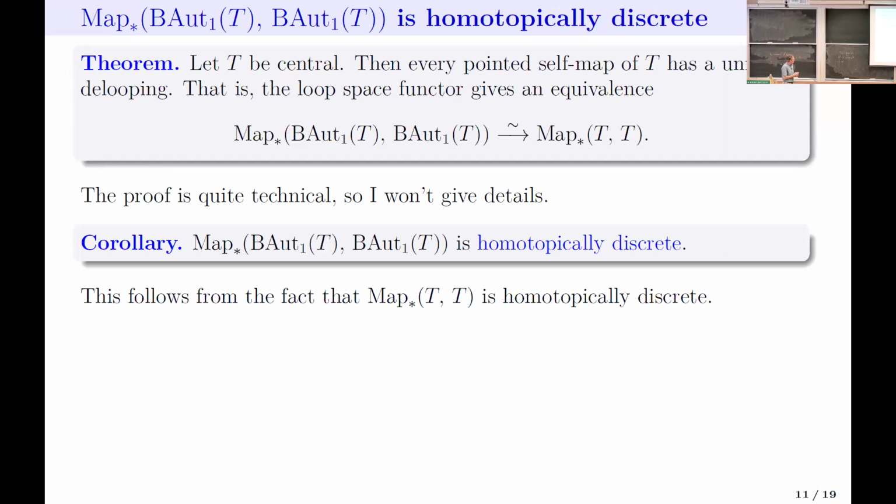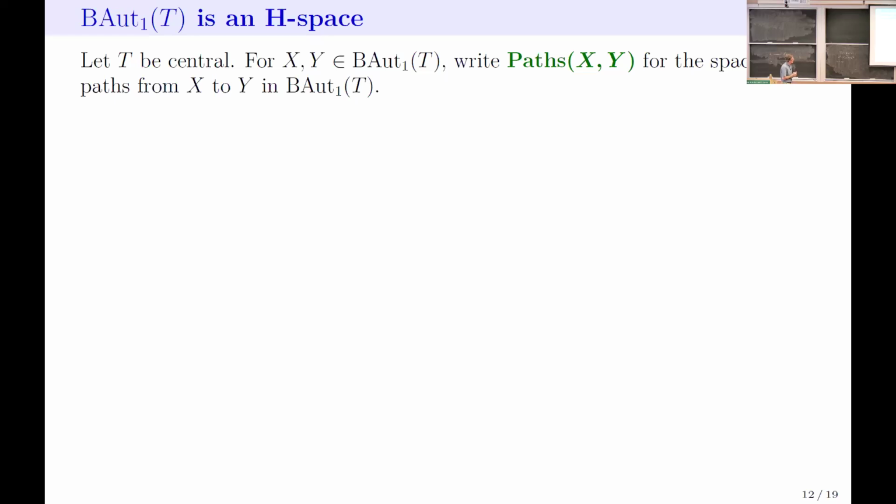Okay, we now need the H space structure. So I need to give you a binary operation on spaces that are T-oriented. Okay. So if I give you 2 spaces with a T orientation, 2 elements of B01 of T, I'm going to write paths x, y for just the space of paths between them in B01 of T.